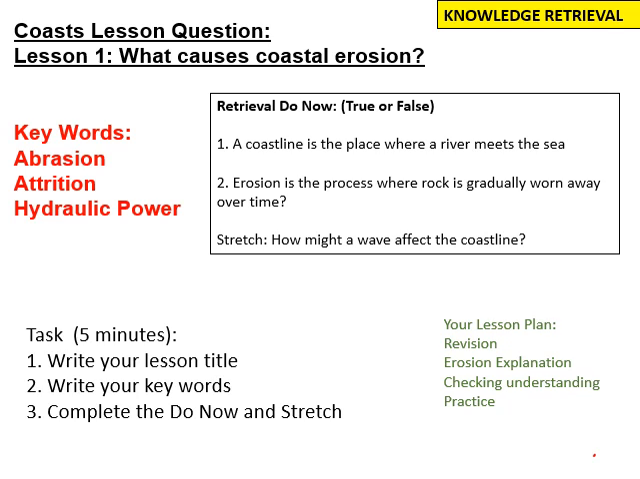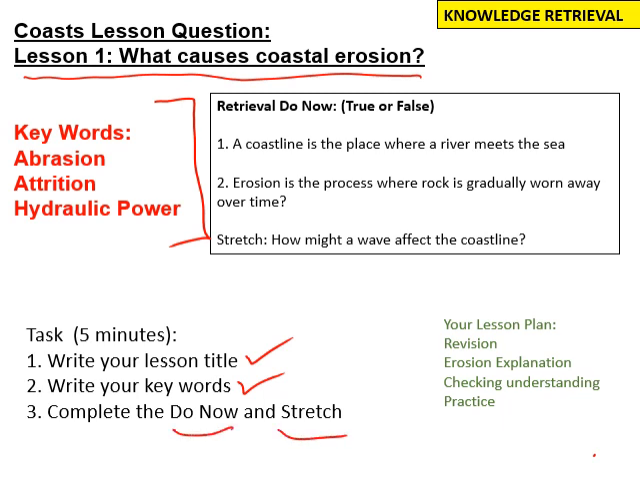What I'd like you to do first of all, give yourself 2 or 3 minutes to do this, is in your note paper or your exercise book, write the lesson title: lesson 1, what causes coastal erosion. I'd then like you to write your key words, which are these 3. We'll be using these words today: abrasion, attrition, hydraulic action. And then I would like you to try the do now and stretch questions. Question 1, decide if it's true or false. Question 2, true or false. And then there is a stretch for you as well. You may now want to pause this video for 2 or 3 minutes while you complete your lesson title, keywords, and the do now question.